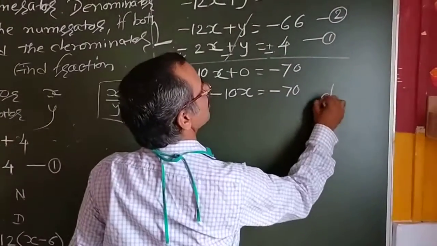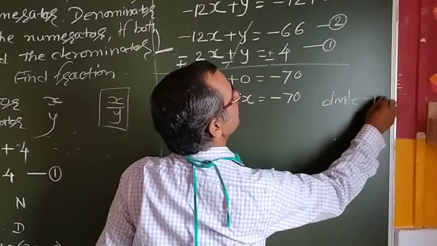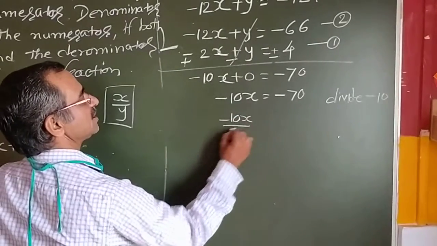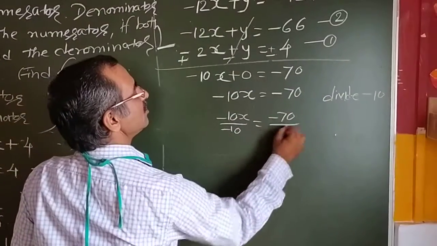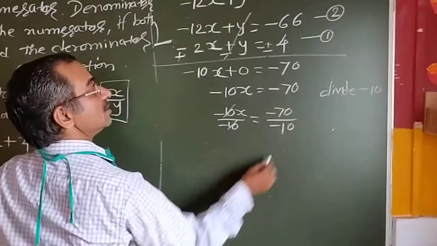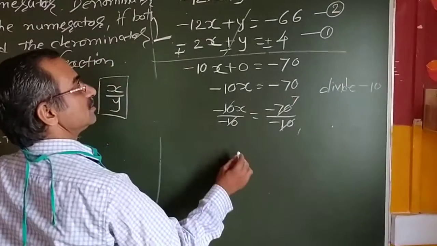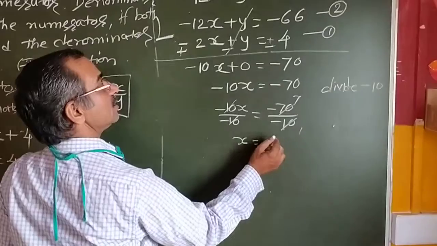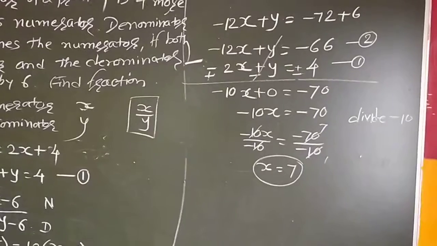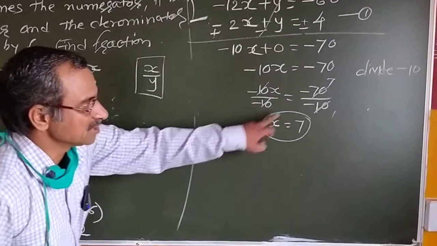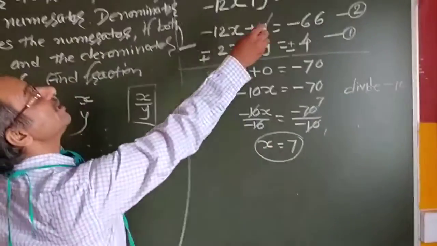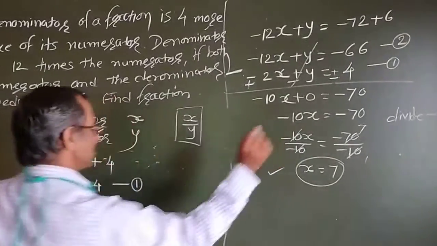Then by dividing both sides by minus 10, minus 10x upon minus 10, minus 70 upon minus 10. Same sign, so minus minus becomes plus. 10 10s are 1, 10 sevens are 70. Therefore, x is equal to what? We get minus minus become a plus, x is equal to 7. Negative negative plus, same sign, that will be positive. Then we find the value of x: x is equal to 7.